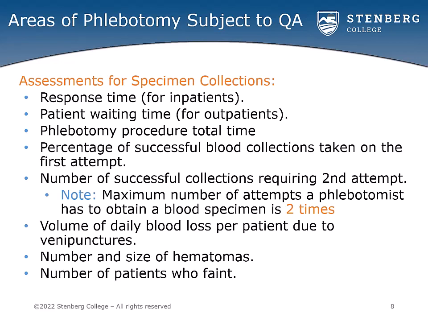The volume of blood loss per patient due to venipuncture collections, the number and size of hematomas due to poor collection technique. A hematoma is blood pooling under the skin that forms into a 3D bruise. And the number of patients who experience syncope or fainting.